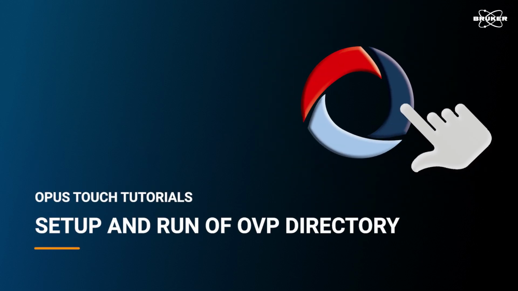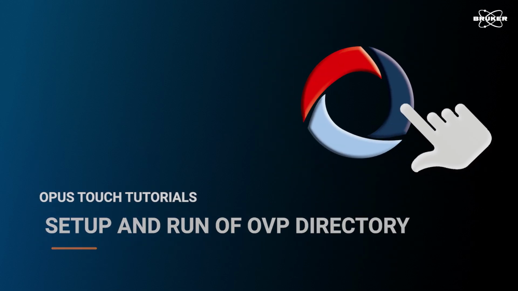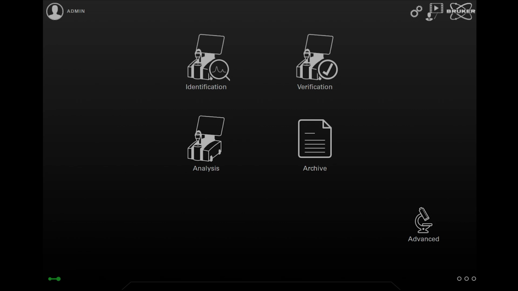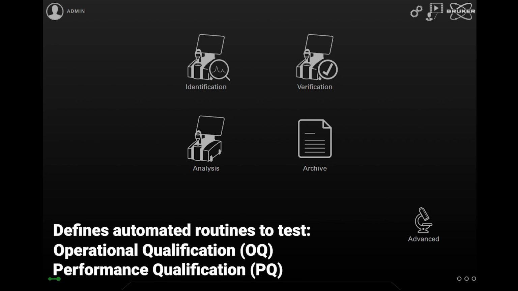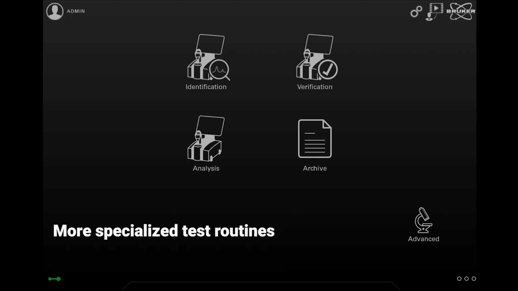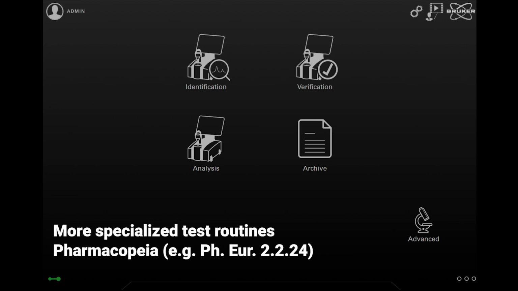In this video you will learn how to run and set up OVP directly from Touch. OVP stands for Opus Validation Program. It defines automated routines to test the operational qualification, OQ, and the performance qualification, PQ, of a spectrometer. It also supports more specialized test routines, such as those required by various pharmacopoeias, including the European Pharmacopoeia 2224.